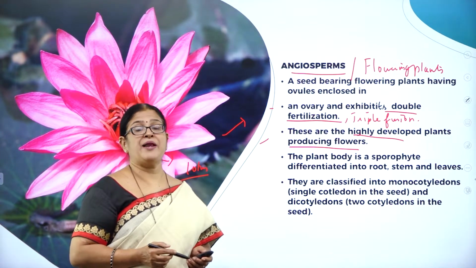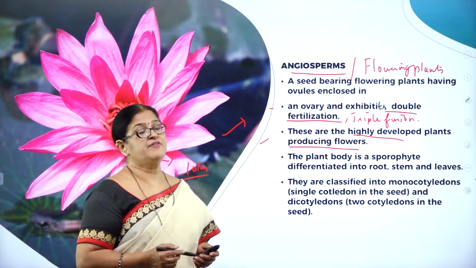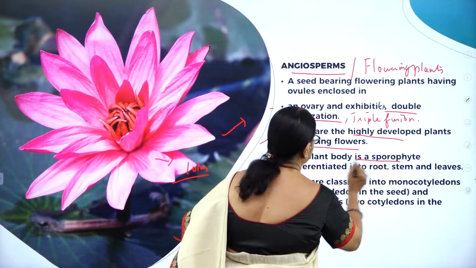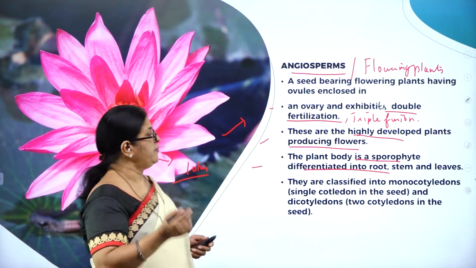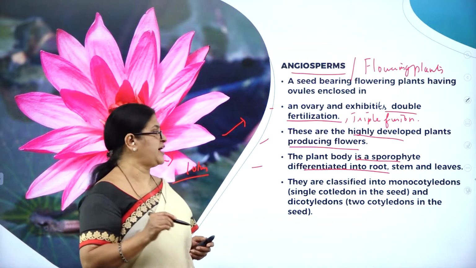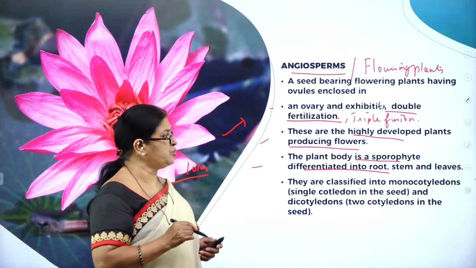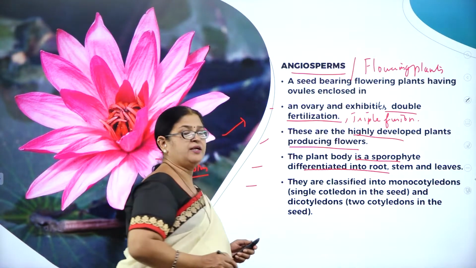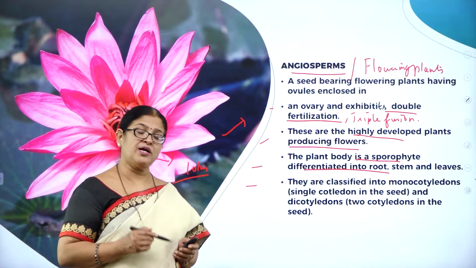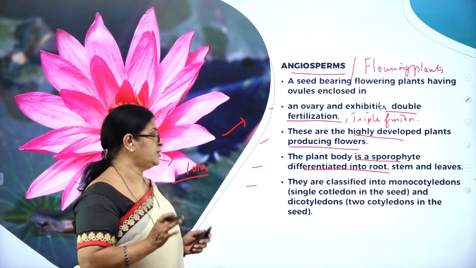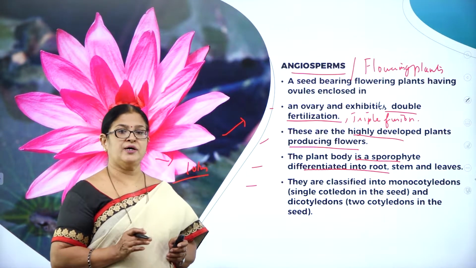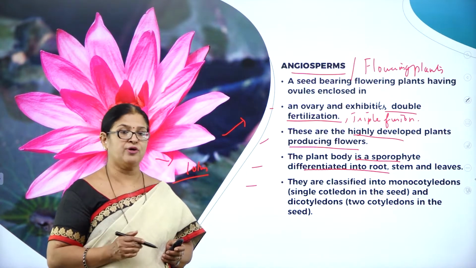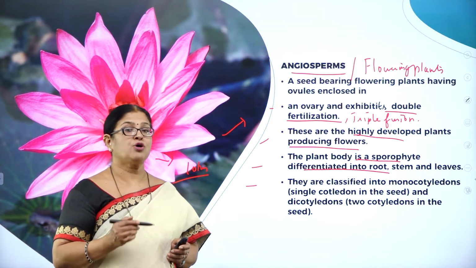Here the plant body is a sporophyte, which is differentiated into root, stem and leaves. So what is the next characteristic feature of angiosperms? The plant body is a sporophyte differentiated into root, stem and leaves. Here I think all of you know that the angiosperms are broadly grouped into two divisions, that is monocotyledons and dicotyledons, based on the number of cotyledons.